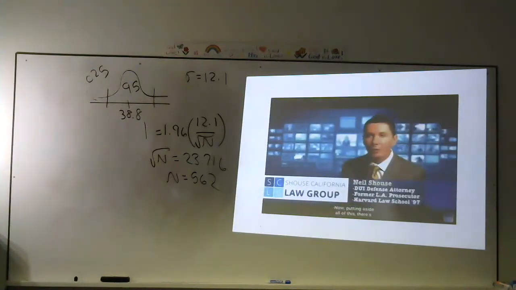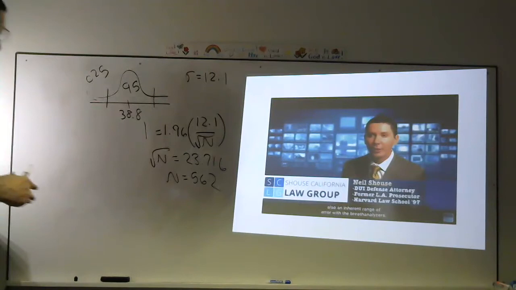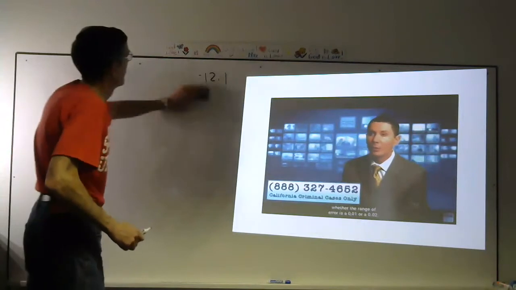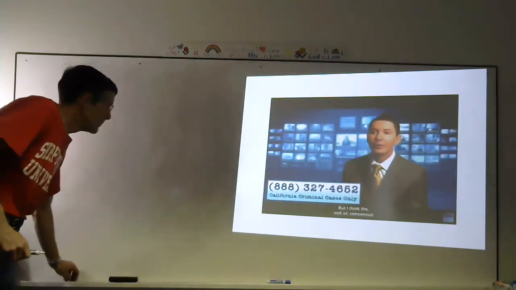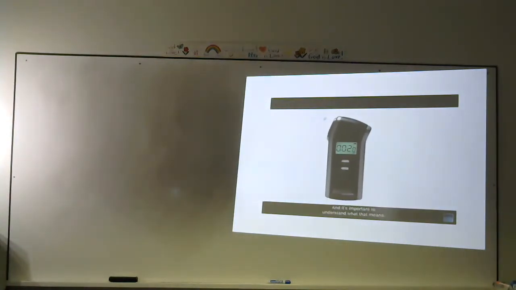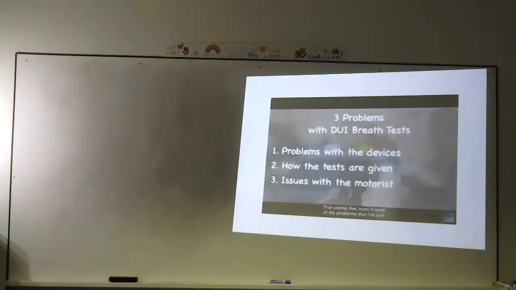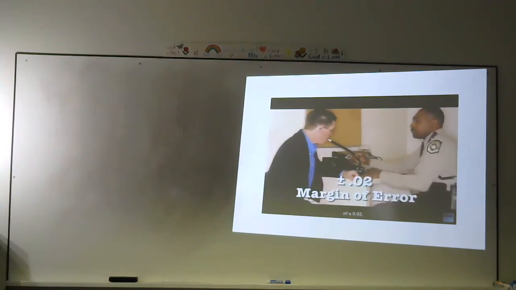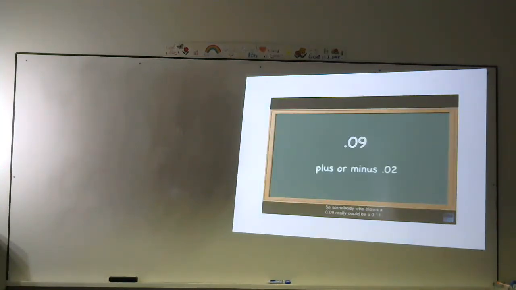Now, putting aside all of this, there's also an inherent range of error with the breathalyzers. Now, there's some disagreement among experts whether the range of error is a 0.01 or 0.02, but I think the consensus in the community is that it's a 0.02. And it's important to understand what that means. That's saying that even if none of the problems that I just discussed exist, even if everything was done perfectly, there's still always going to be an inherent margin of error of 0.02. So somebody who blows a 0.09 really could be a 0.11, or they could be a 0.07.